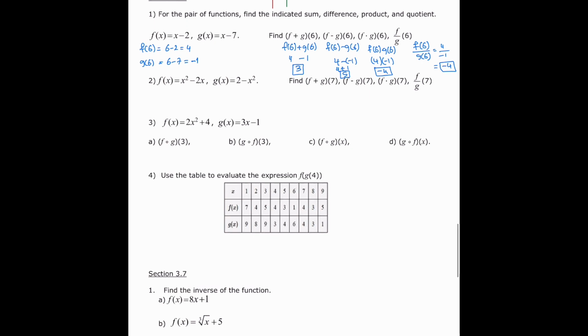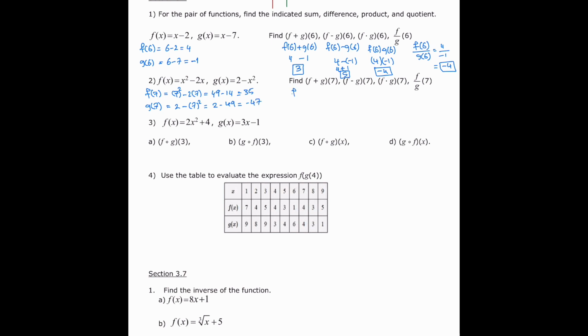Similar is question number 2, so immediately I will find f of 7 and g of 7. F of 7 is 7 squared minus 2 times 7, and g of 7 is 2 minus 7 squared. So the first one is going to be 49 minus 14, which is 35. And then 2 minus 49 is negative 47.